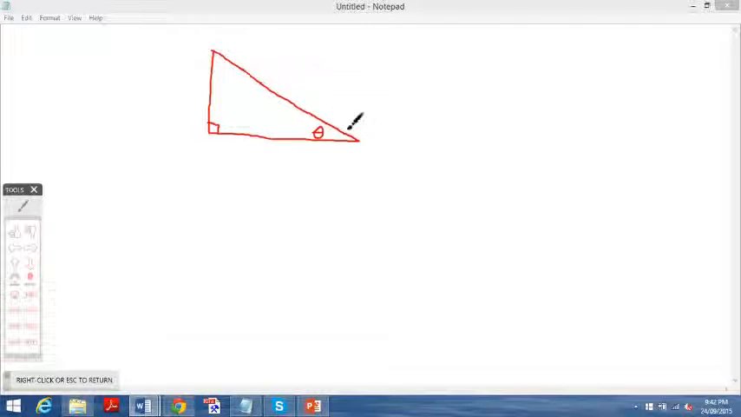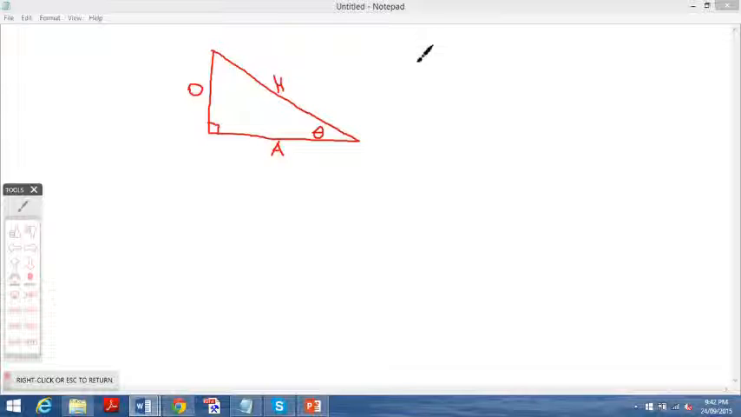Now let's label the sides of the triangle. In a right-angled triangle, the long side is the hypotenuse. Let's call it H for hypotenuse. The side that is opposite to the angle is called the opposite side, or O. And the other side that's next to the angle but not the hypotenuse is the adjacent side. Okay, so there are our three sides that we label the triangle.